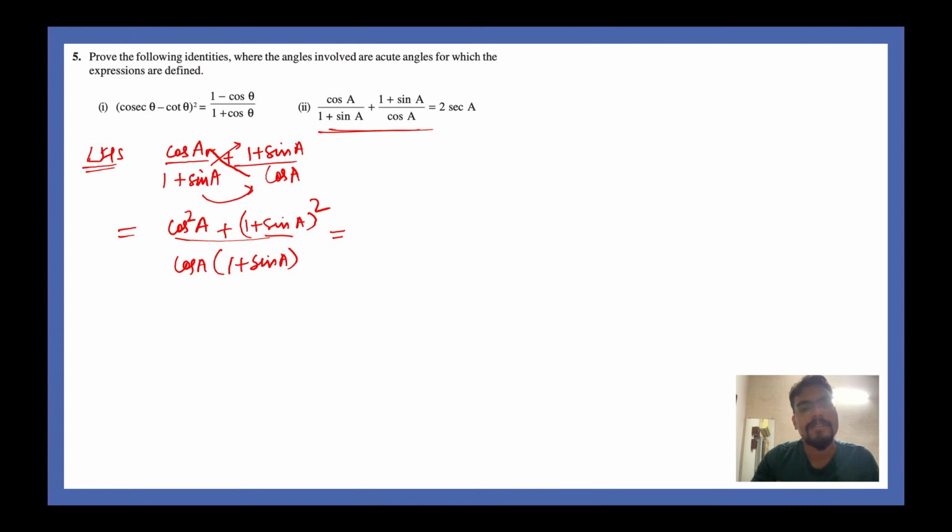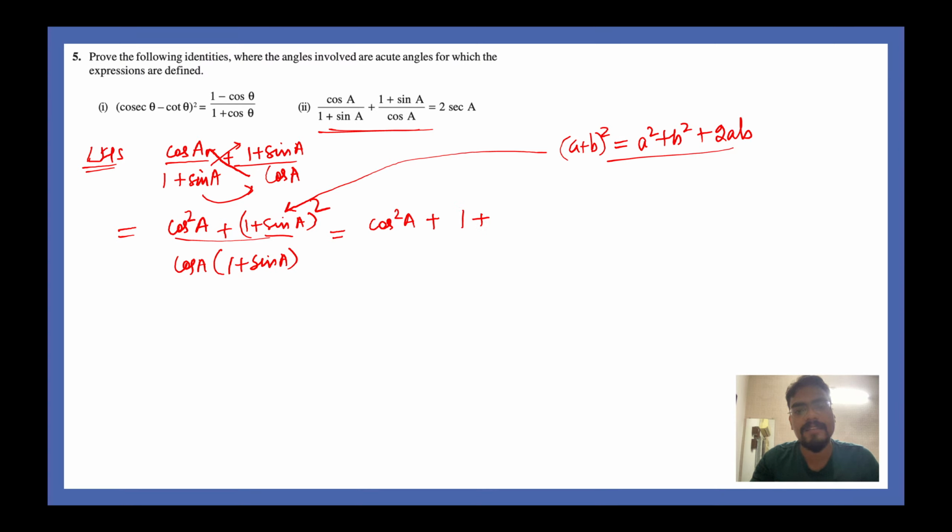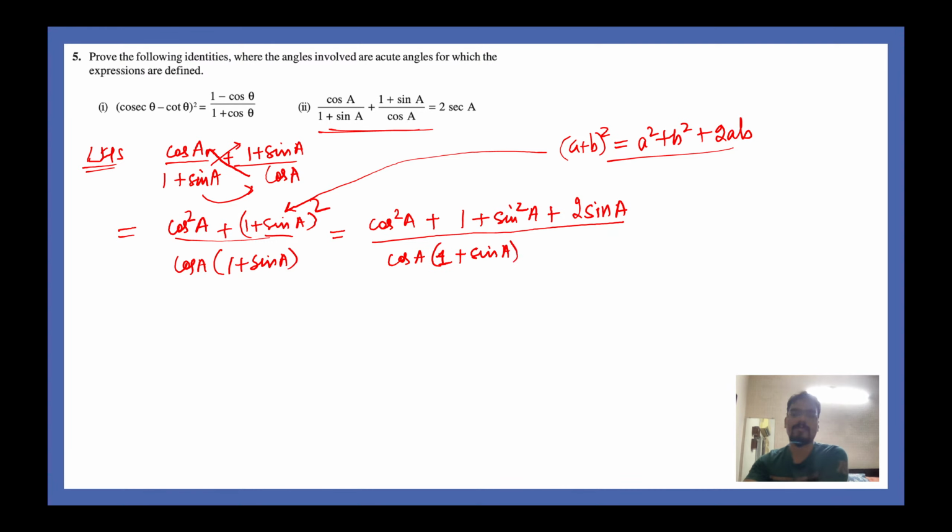Now the next step will be simply to open this bracket. So cos square a plus, how do you open (1 plus sin a) whole square? Remember the property, (a plus b) whole square is equal to a square plus b square plus 2ab. So in our case, a is 1 and b is sin a. That's what I am going to write here. So 1 square is 1, plus sin square a, plus 2 times sin a is what we get on the top, and in the denominator we already have cos a times (1 plus sin a). Very nice.